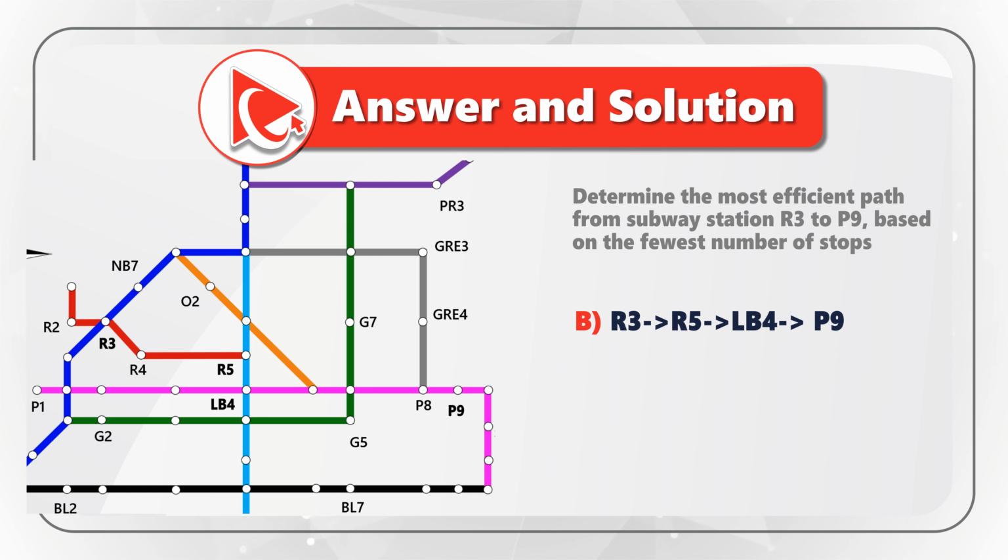Let's look at choice B. Here we're going through a little bit different path. Let's count how many stations we have to go through. And we go through 1, 2, 3, 4, 5, 6, 7 stations.